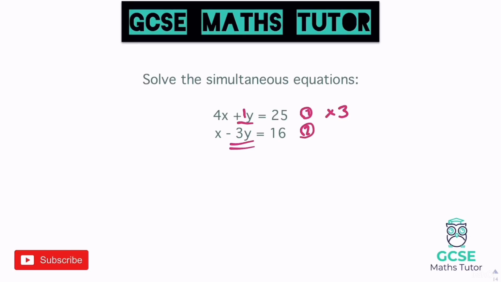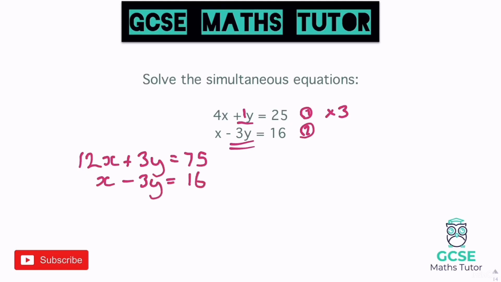If we multiply this top equation by 3, what does it become? So 4x would become 12x, the 1y becomes the 3y, and the number at the end will become 75. And that's my top equation. I'm going to rewrite the other one below it, which was 1x minus 3y equals 16.